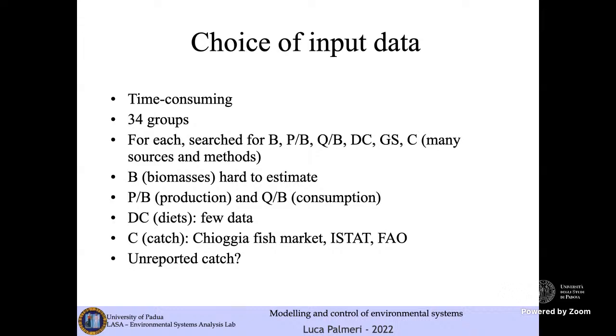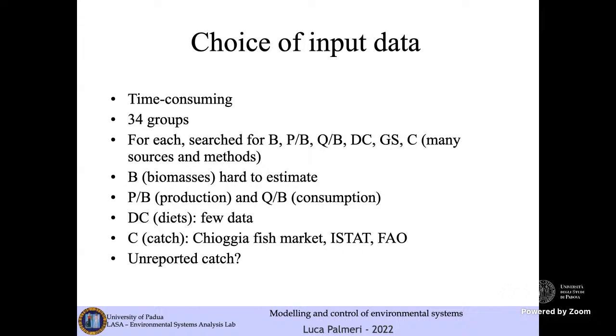Biomasses, of course, are hard to estimate. A very approximate estimation comes from the evaluation of what is landed. So you go to fish markets and you try to evaluate how many kilograms per unit time of a particular species is landed. So this is the biomass. Then you have to estimate production divided by biomass, that is specific production, and specific consumption.